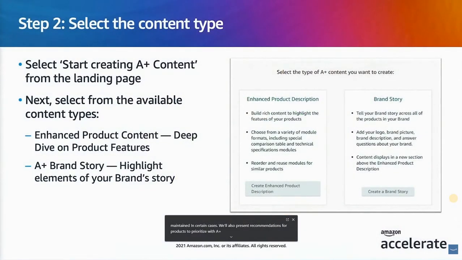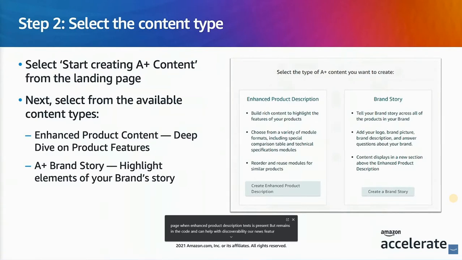Next, select the content type. This is where it gets exciting. Enhanced product description can be used to highlight aspects of your products and will appear in the product description section of the detail page. Please note that the product description text updated in MYI may not display on the page when enhanced product description text is present, but remains in the code and can help with discoverability.